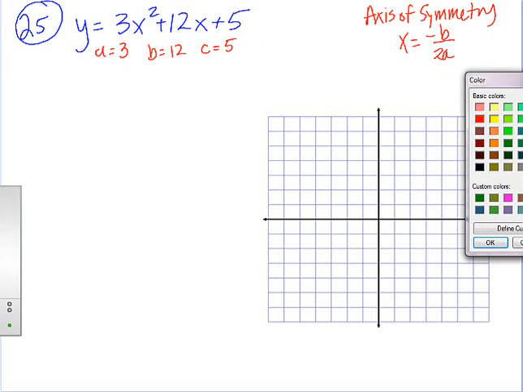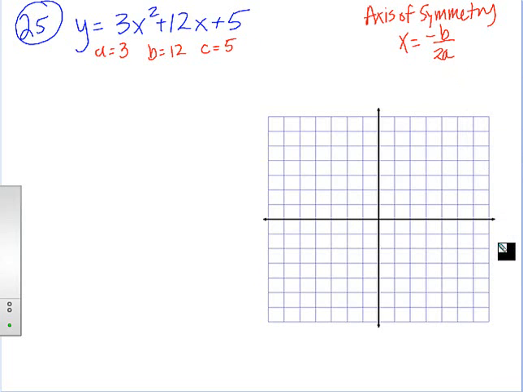So B is 12, you're right. So what would negative b be? Negative 12 over 2a. So 2 times 3, which is 6. So this is negative 12 over 6, which is negative 2. So you draw your dotted line. Good, so we'll draw our dotted line at negative 2.